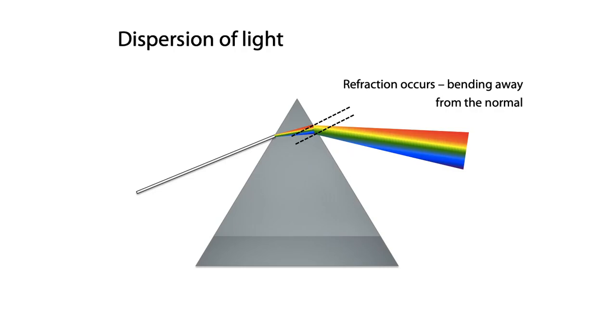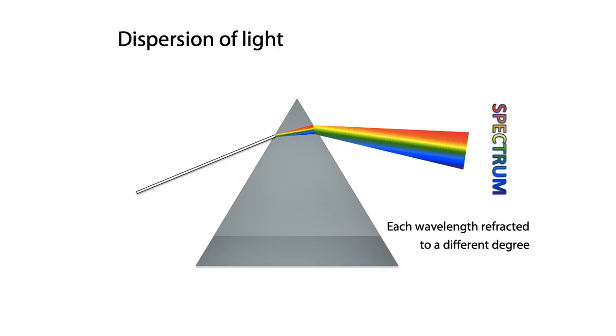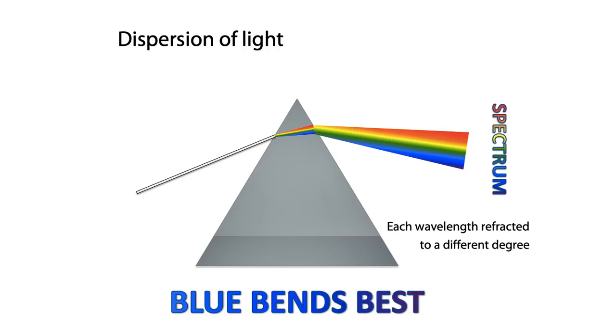Any interface boundary between two transparent media can give rise to dispersion of light. However, it's most effective when you have this sort of geometry that reinforces and amplifies that dispersion. That leads you to a spectrum, and the thing to remember, which is probably a good idea, is that blue bends best. In other words, blue rays are slowed the most and therefore experience greater refraction than red.